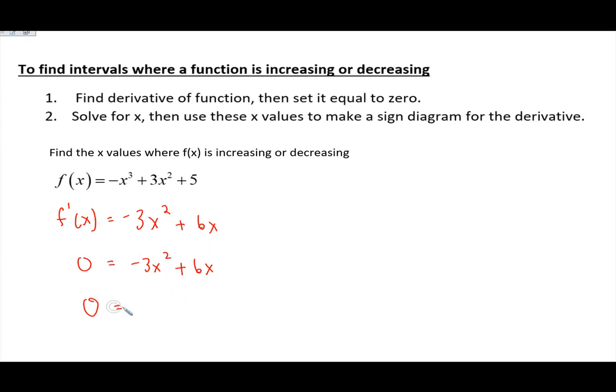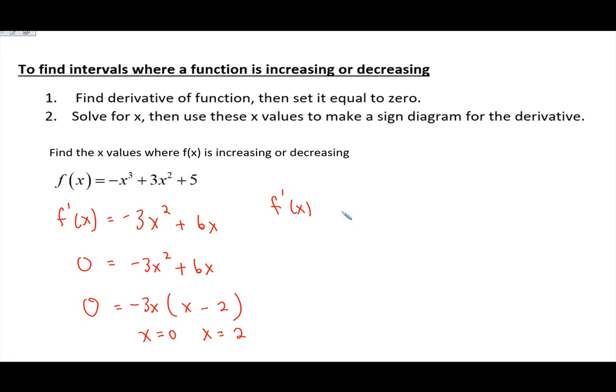Once you make the derivative equal to 0, you want to solve for x. So I'm going to take out the GCF that I see. I'm going to take out negative 3x. That's going to leave me with x minus 2. So the values of x that will make these 0 is when x is equal to 0 and when x is equal to 2.